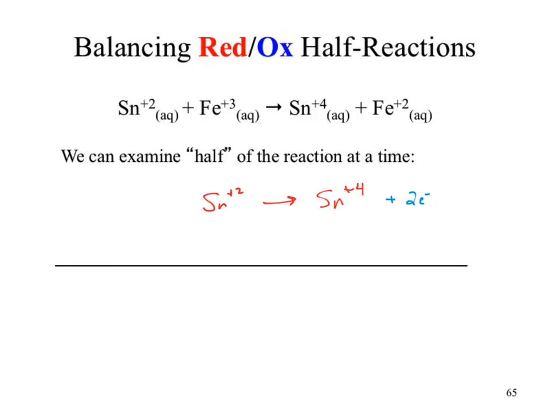What's the other half of my reaction? Iron +3 to iron +2. Is that equation balanced? The elements are balanced. Good specificity. Is the charge balanced?